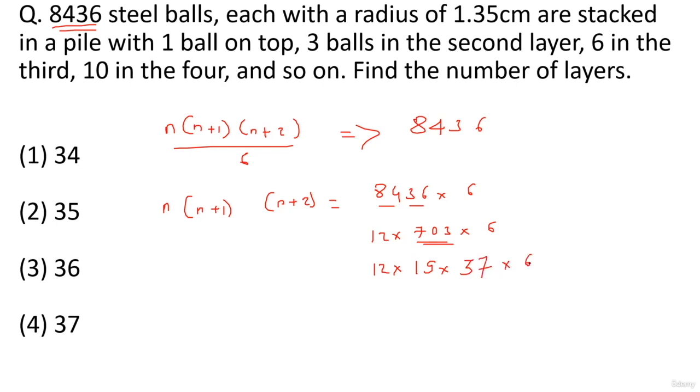Into 6. Now split 6 as 2 into 3. So this is 36 into 38 into 37, right? So the number of rows is 36. This is how you factorize 8436 and solve the question.